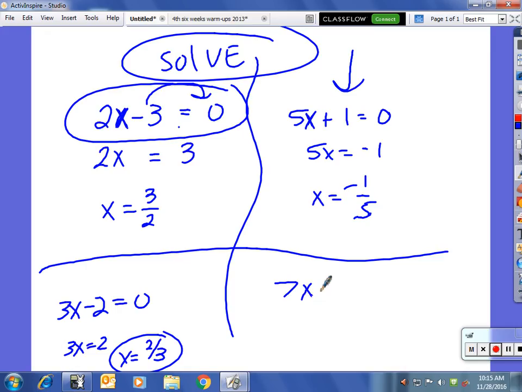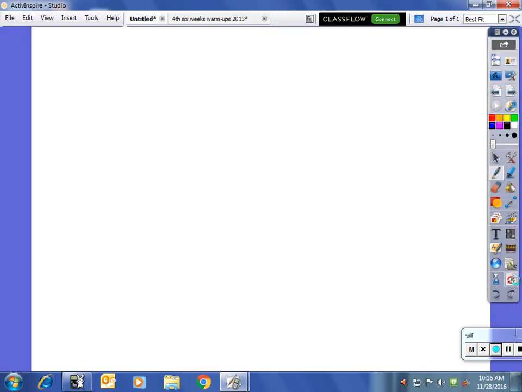So what if you had 7x minus 5 equals 0? What's the answer going to be? Five over 7. You add 5 to both sides, then you divide by 7. Right, it's the opposite sign, and then whatever's in front of x always ends up on the bottom of the fraction. Exactly. Okay, so the more you do these, the faster you get.